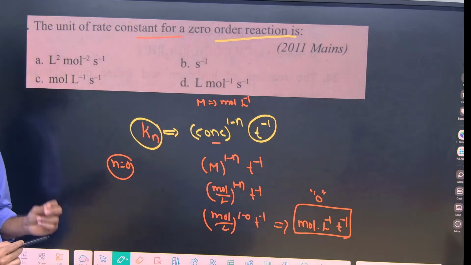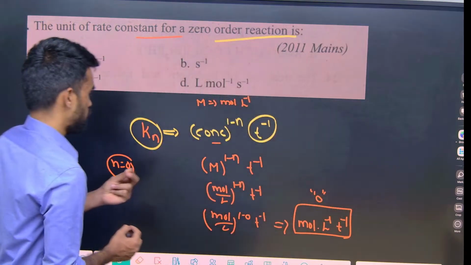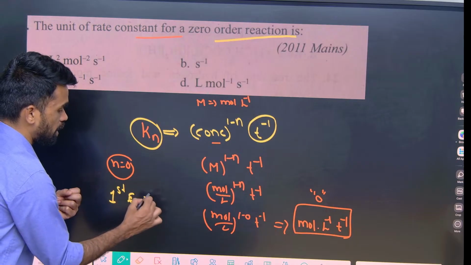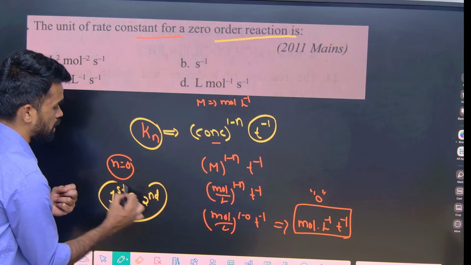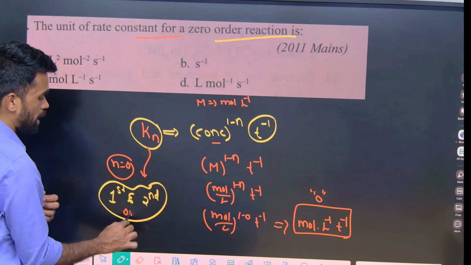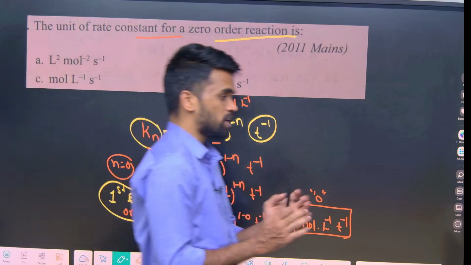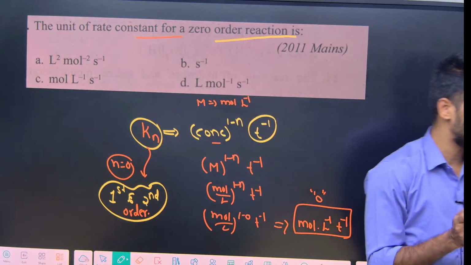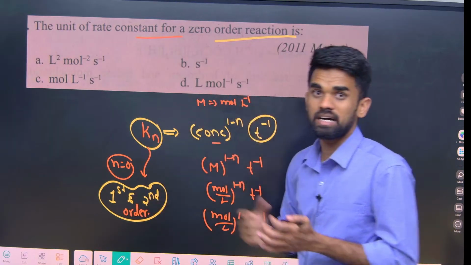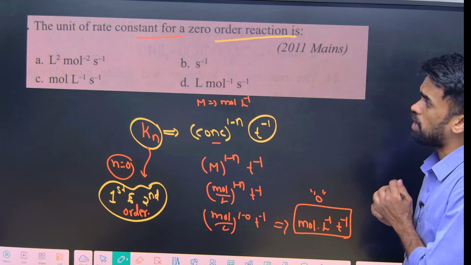Can you tell me what the units are for first order and second order rate constants? I want these answers in the chat box. Whoever is watching live, or you can watch the recorded version also, please let me know your answers for first order and second order rate constant units. Right, let's move forward.